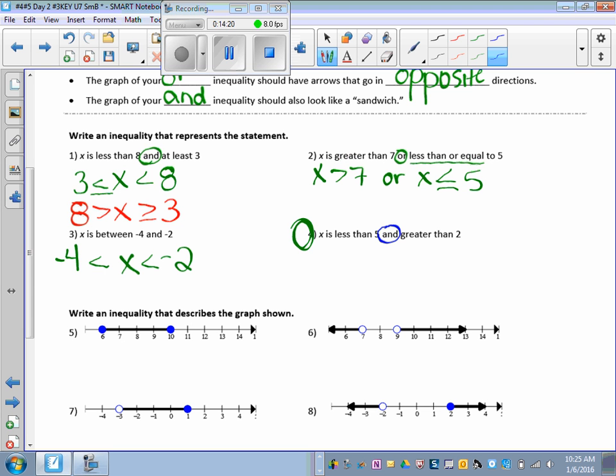X is less than 5 and greater than 2. So it's going to be written as 1 inequality. Put our smaller number on the left. So 2 is over there, 5 is over here, x is in the middle. Alright, x is less than 5, and x has to be greater than 2. The open mouth is headed towards the x. That's my inequality.